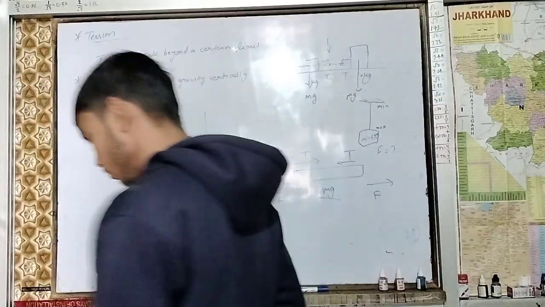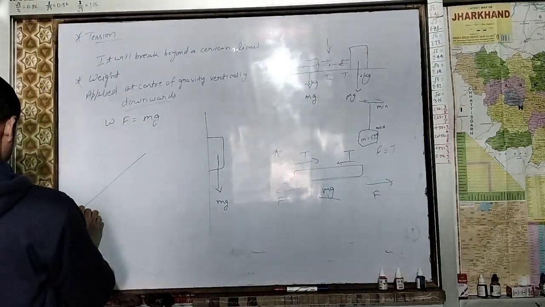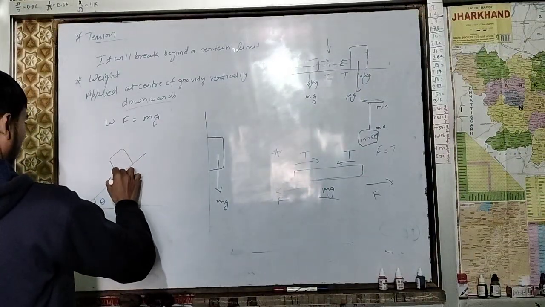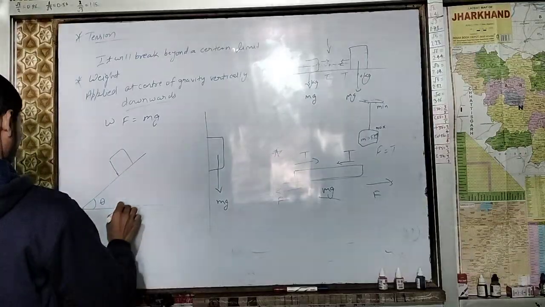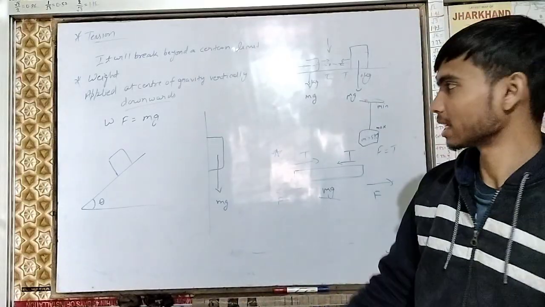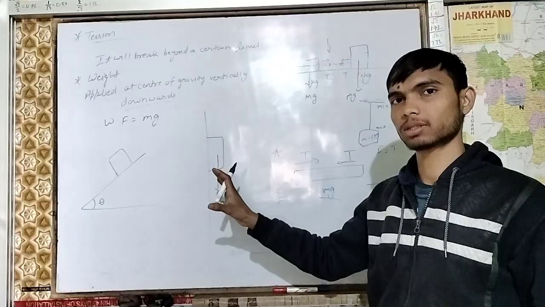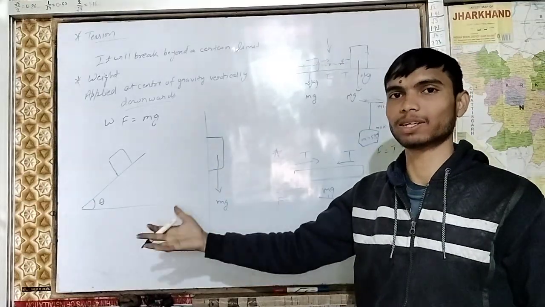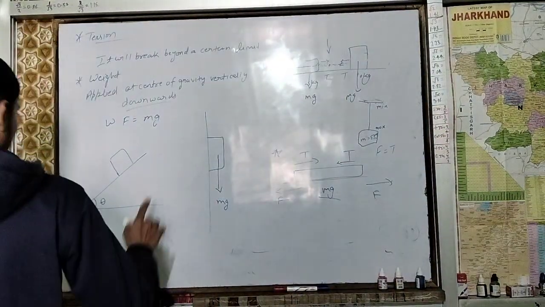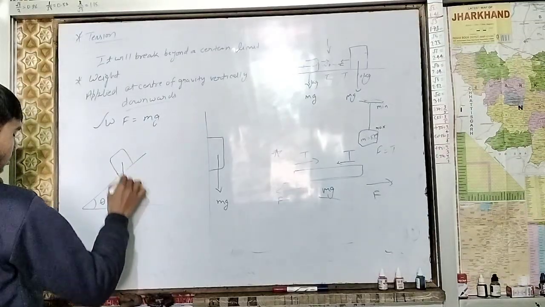Clear? One more figure, which is inclined at angle theta. Again, the object is over here. Now let's see how much force is being applied on this object by other objects, whether it is gravity or a muscular force. First, we have the weight force, which is downward, mg.